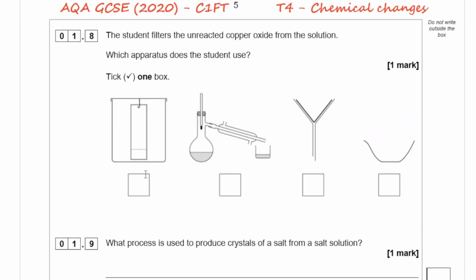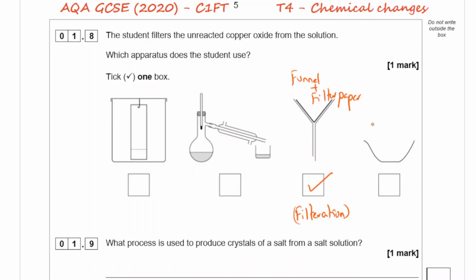The student filters the unreacted copper oxide from the solution. Which apparatus does the student use? You would use this, a funnel and a filter paper, because you're trying to filter it. This is the process known as filtration.